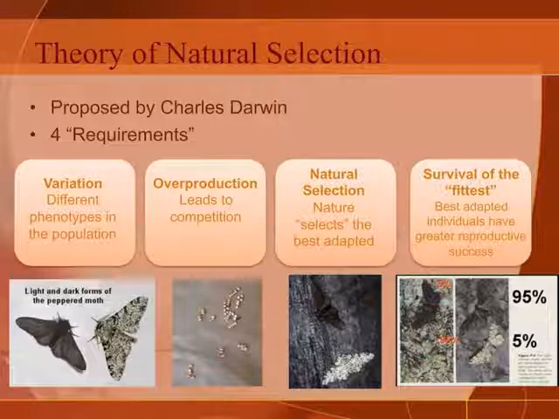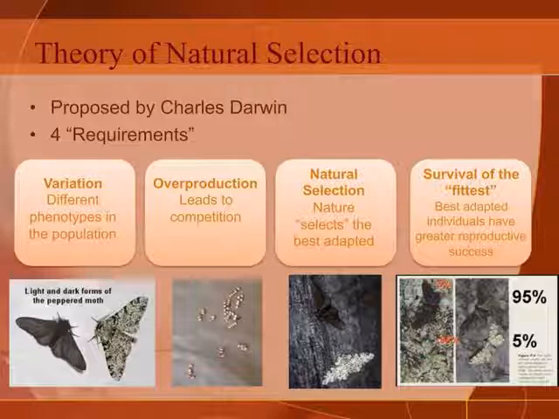The next requirement, record this under number 2, is overproduction. In a population, there are more individuals produced than can survive. This leads to competition in that population. So on the slide, you will see a fair number of moth eggs that have been laid. Not all of these moths are going to grow to adulthood because they are going to have to compete for the resources they need.